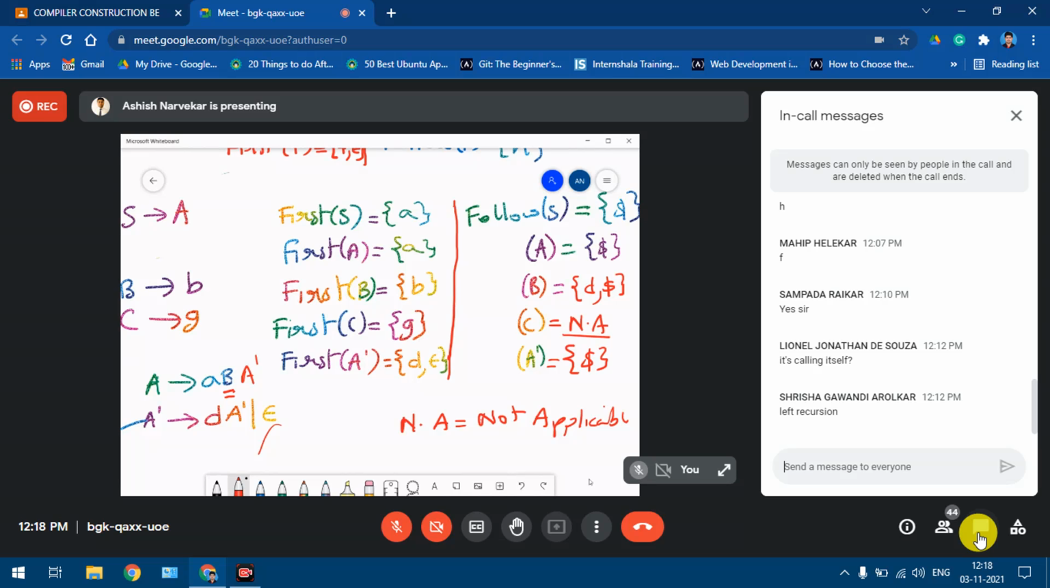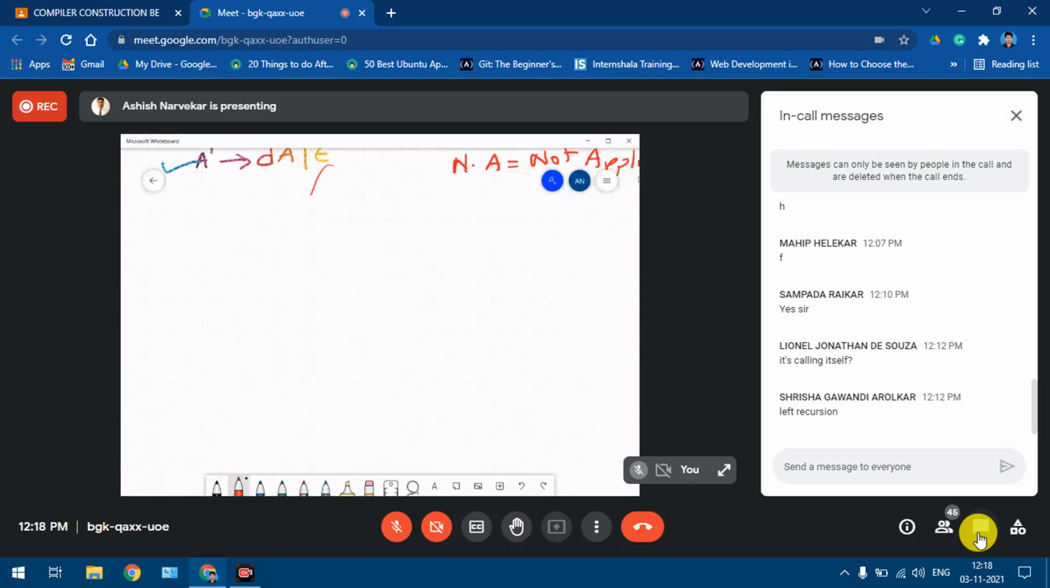Anyone has any doubts in this type of grammar? It is simple. The only thing is it is slightly twisted because we have been given a grammar which contains a left recursive production. I believe that it's clear. Please see that you all practice this. Whatever problems are solved, practice them yourself without looking into the solutions, and then you can cross-check with the solutions that we have got.